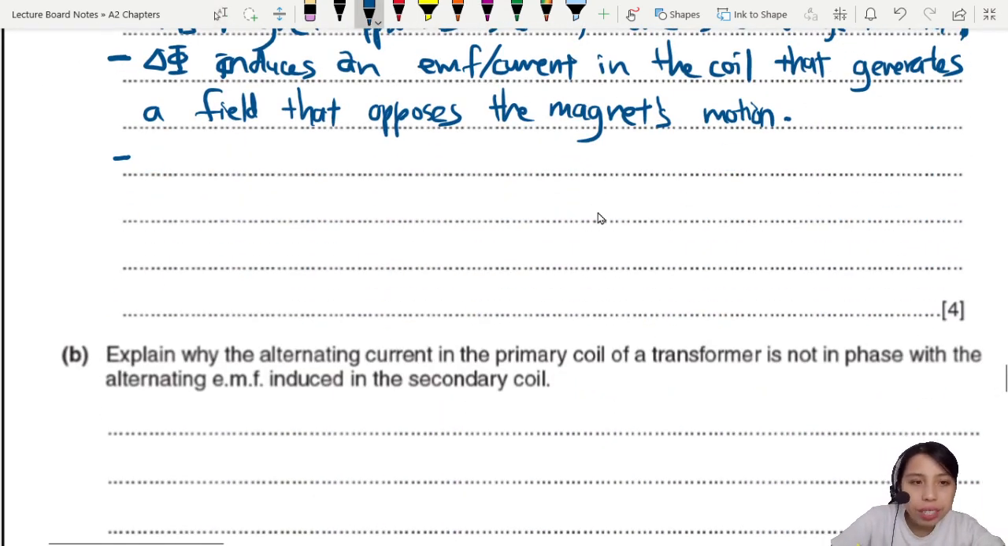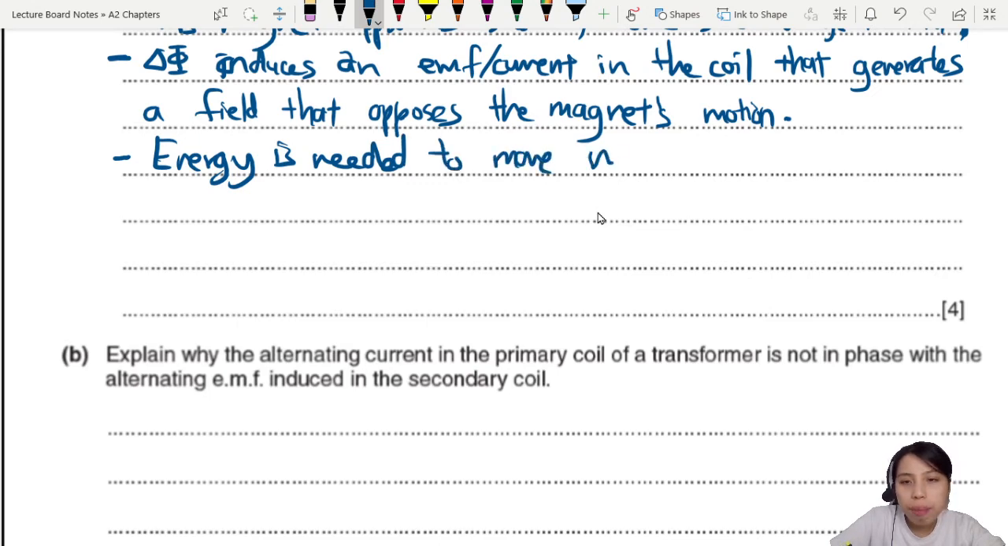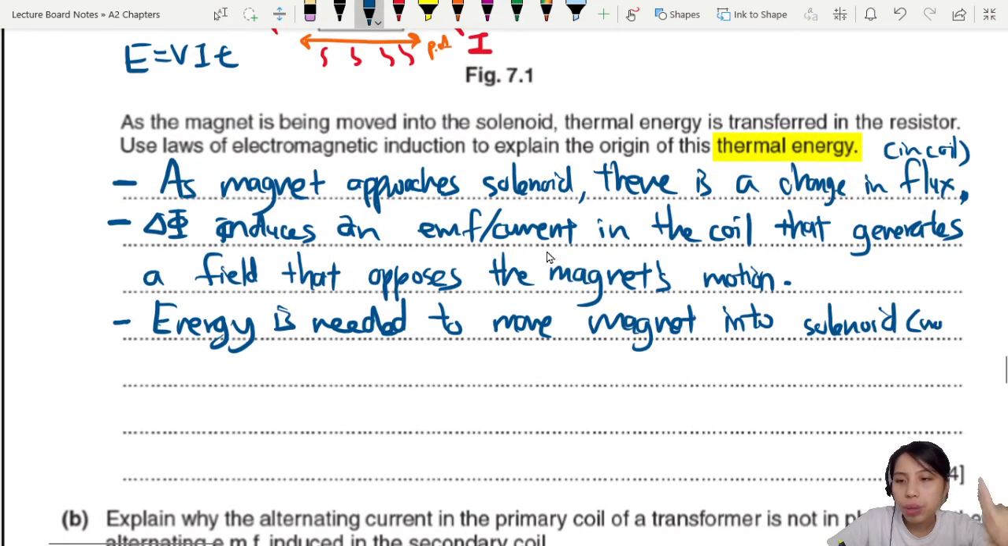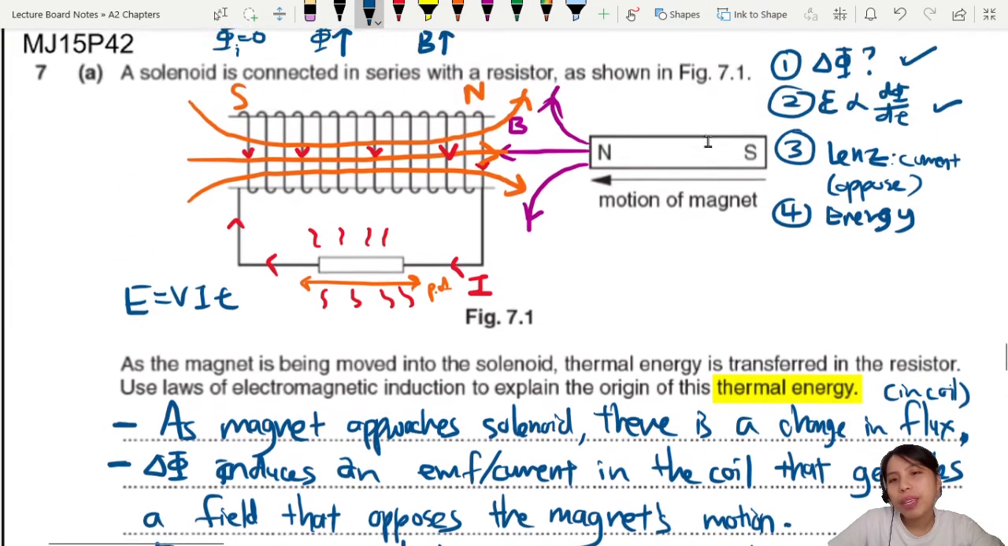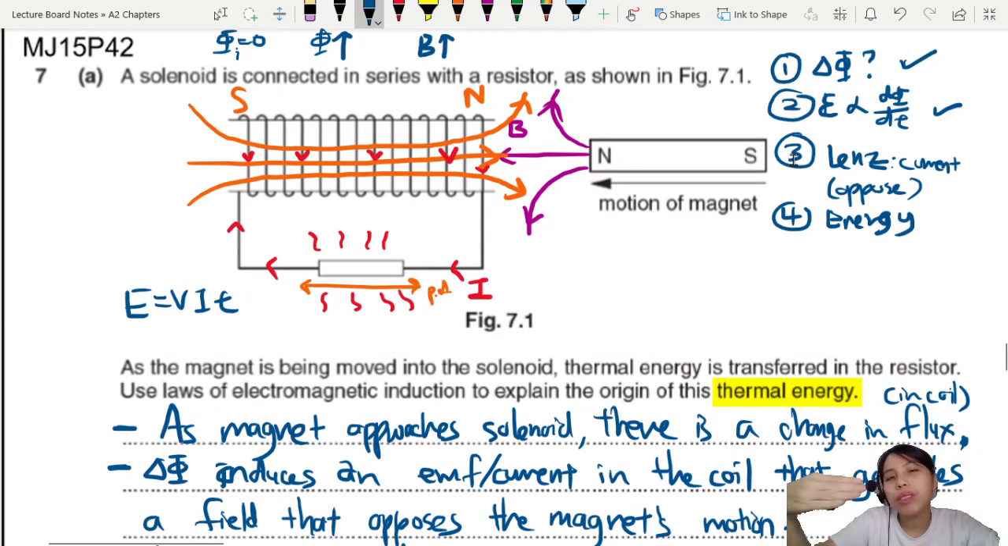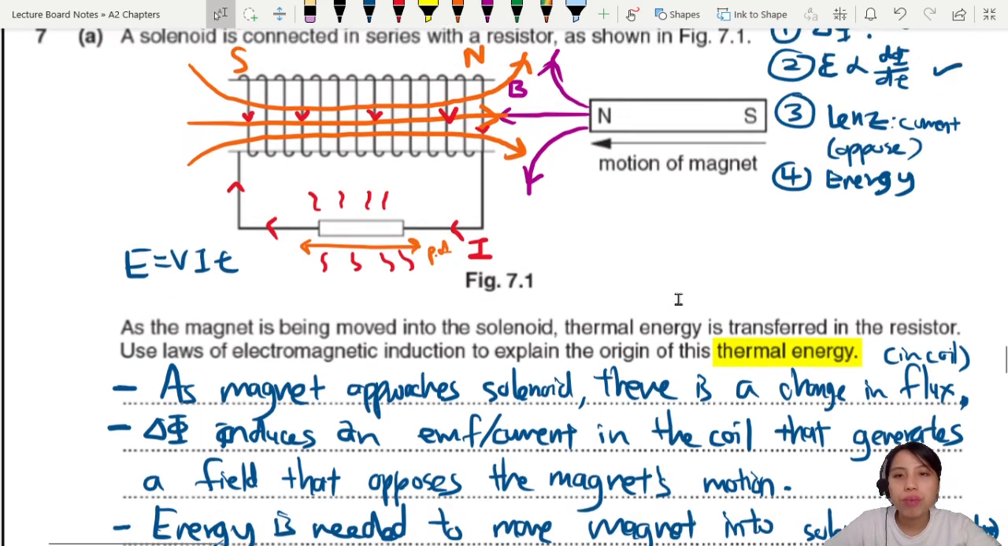So, energy is needed to move the magnet into the coil. So there's work done. Into the solenoid. That's a better word, solenoid. Let's call the things by their names. So this is what we recognize as work done. You are doing work to move the magnet in. Otherwise, the magnet won't even go in. It's just an opposite repulsive force and then just stuck there. It will not go in naturally by itself. So you have to push it in with some force, some external force.